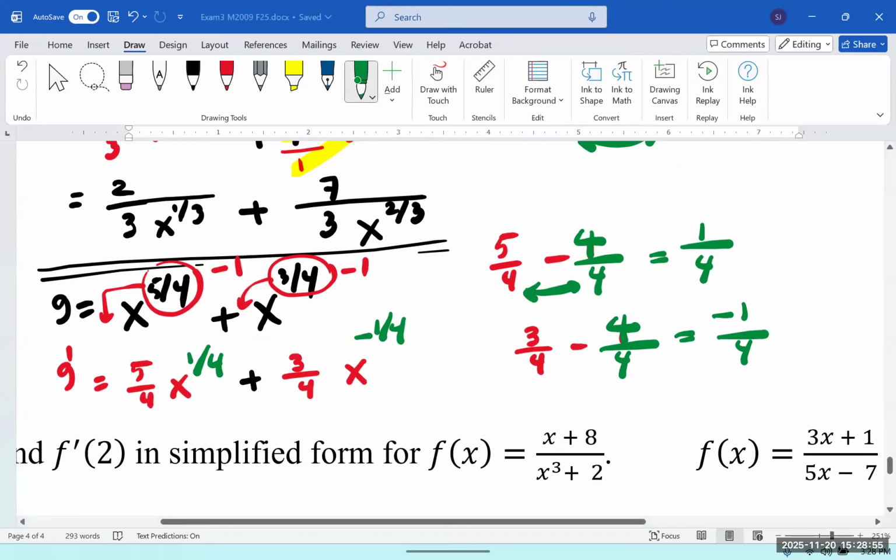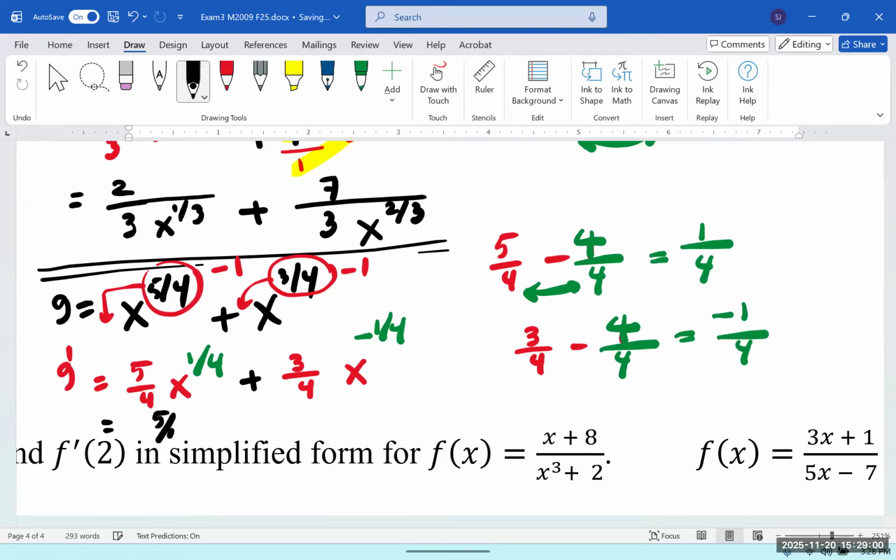So you rewrite 5/4 x to the 1/4. X to the 1/4 will stay on the numerator, plus 3/4 x to the 1/4. So the first one will not go down because its power is already positive. But the second one will go on the denominator because of the negative power.